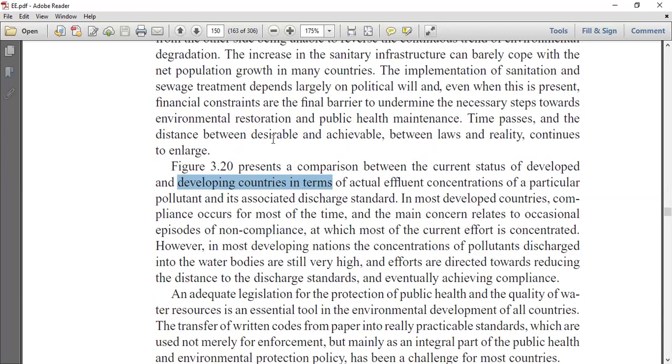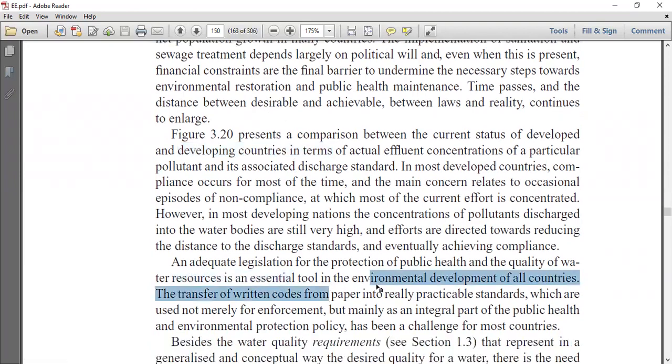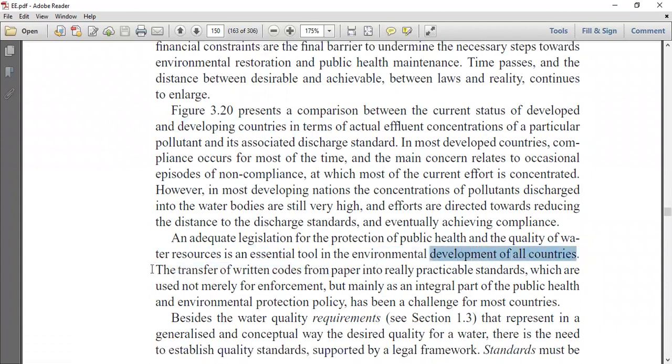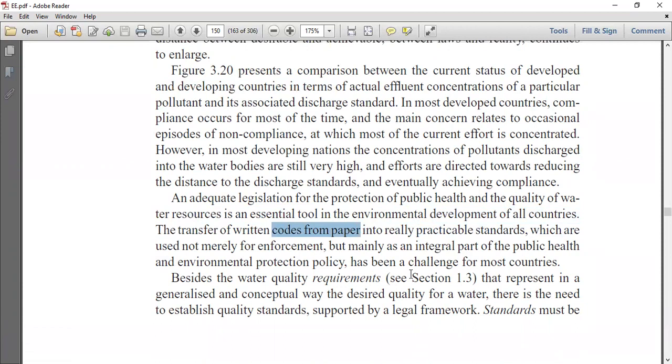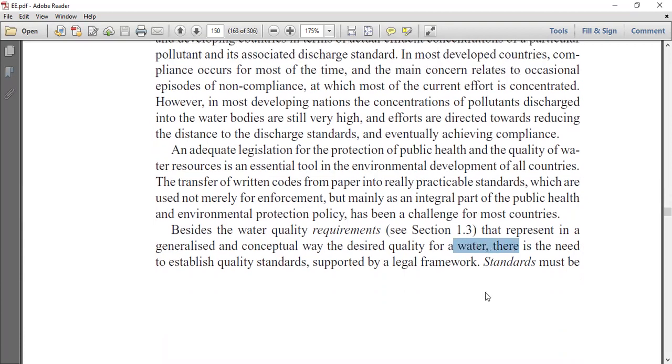And adequate legislation for the protection of public health and the quality of water resources is an essential tool in the environmental development for all countries. The transfer of written codes from the paper into real practical standards, which are used not merely for enforcement but mainly as an integral part of the public health and environmental protection policy, has been challenging for most countries. Besides the water quality requirements, which represent in a generalized and conceptual way the desired quality of water, there is a need to establish a quality standard supported by the legal solution.